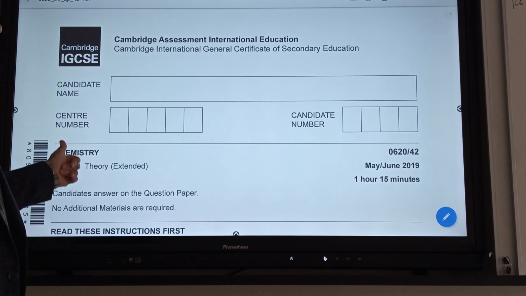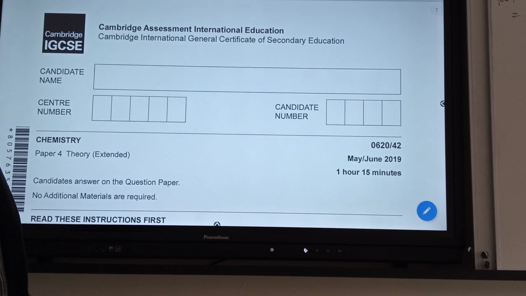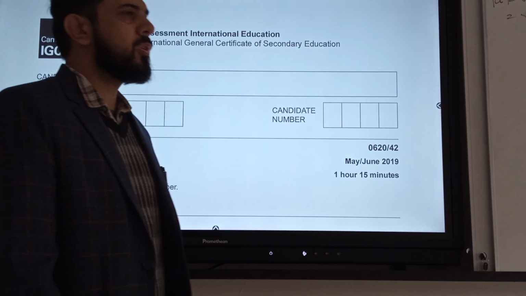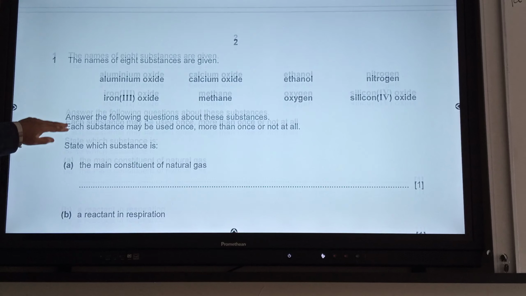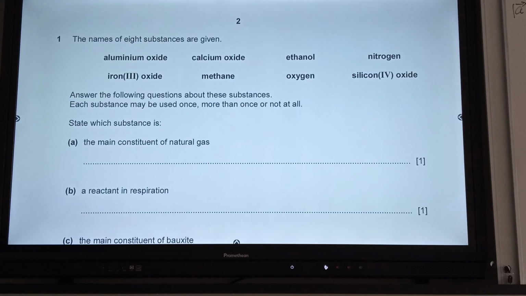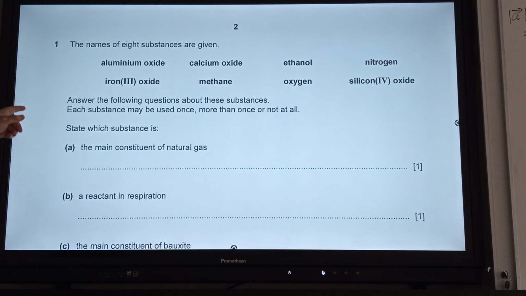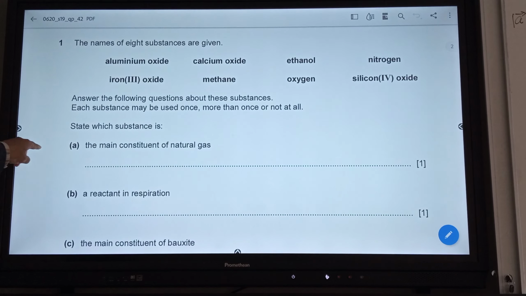Okay, boys and girls, we are solving the paper from IGCSE Chemistry. You can see 0620/42 from May-June 2019. So proceeding with question 1. Here the examiner says the names of 8 substances are given, and then he asks these questions, so I'm going to focus straightforwardly on the question.